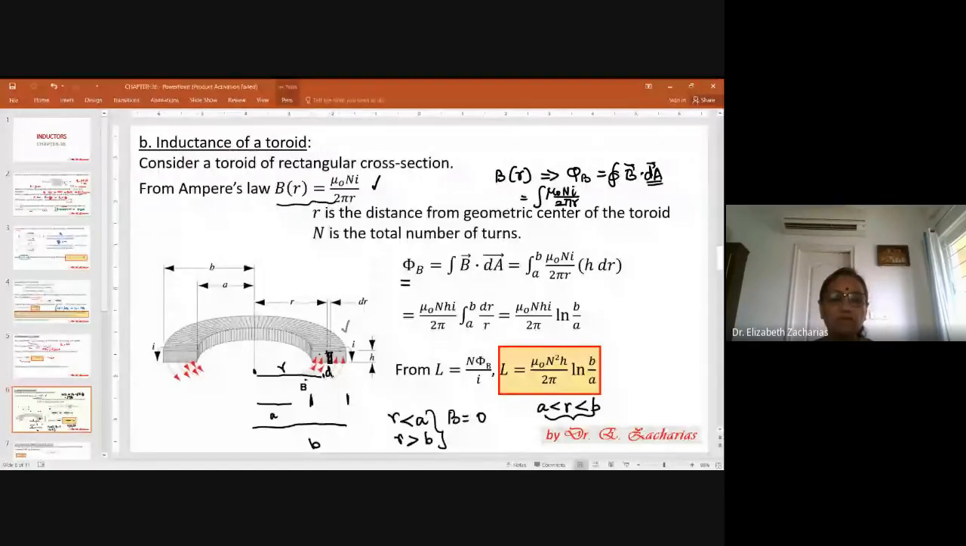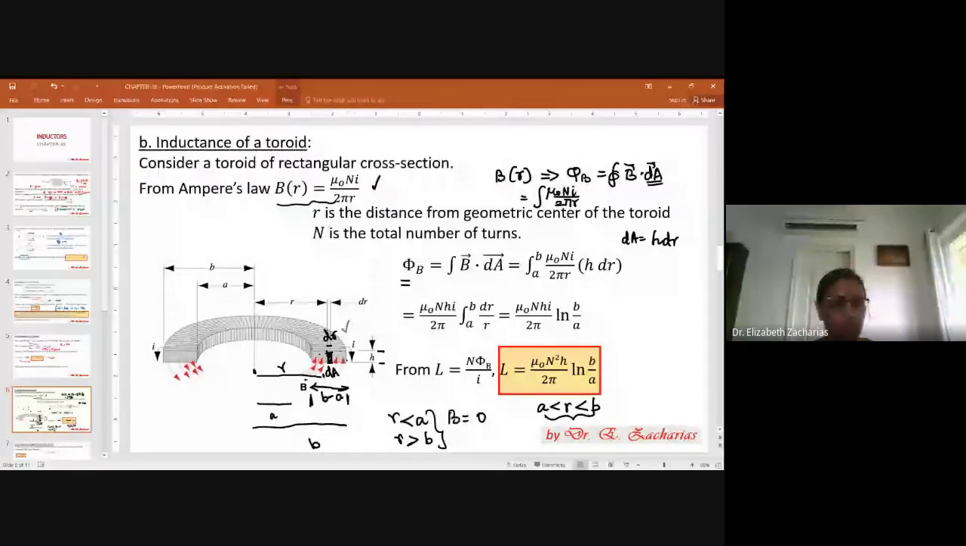This is dA. And look at my figure. The height of the total rectangle is h, and the length is going to be b minus a. So within the big rectangle, I am going to take a small rectangle of area dA, and my dA is going to be equal to h into dr. h is the height and dr is the width.